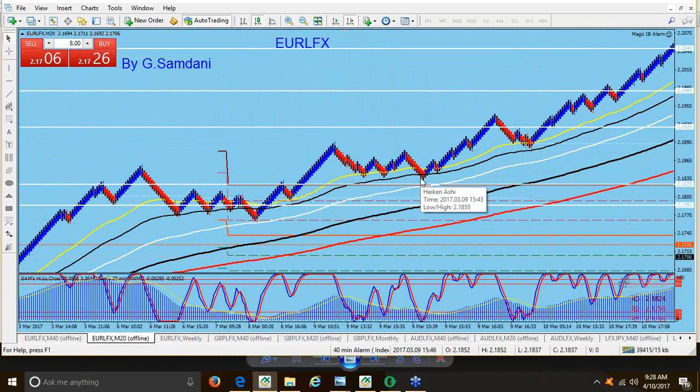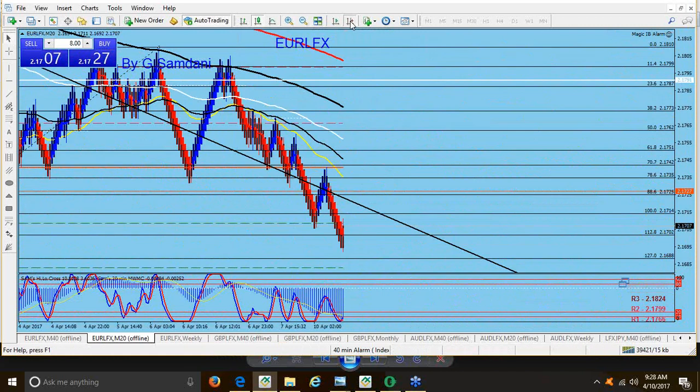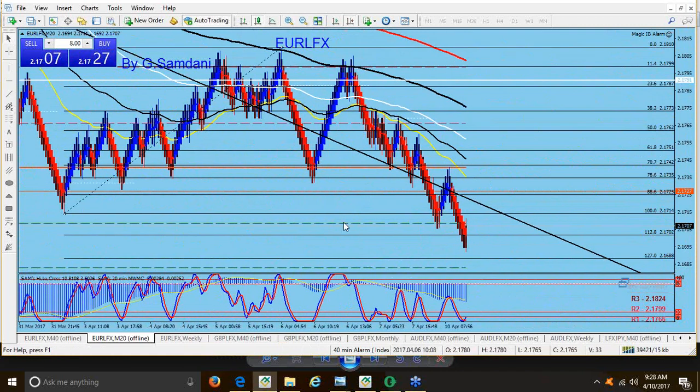Then again, this is a higher low, this is a higher low, then this is the next one, then this is the next one, then this is the next one, right? All these higher lows with the indicator down, you go long. The opposite is the same. Okay, so this is what we need here.